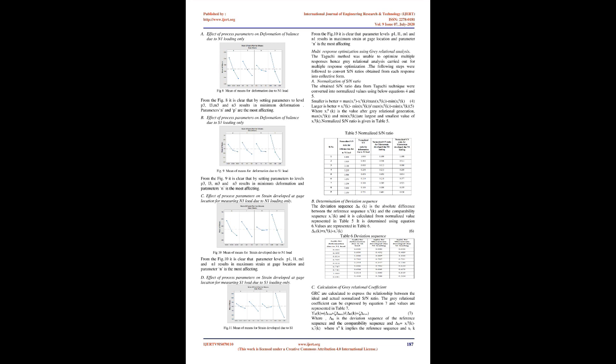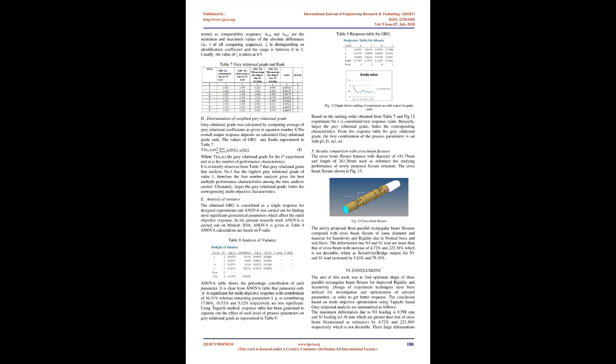B. Determination of deviation sequence. The deviation sequence Δ0k is the absolute difference between the reference sequence x0*(k) and the comparability sequence xi*(k), and it is calculated from normalized value represented in table 5. It is determined using equation 6. Values are represented in table 6.